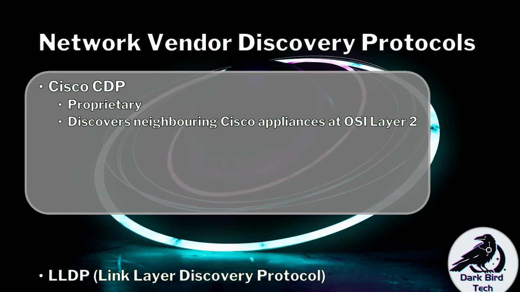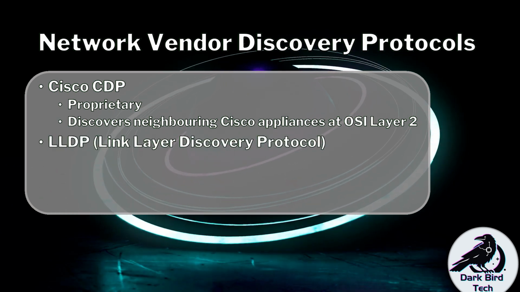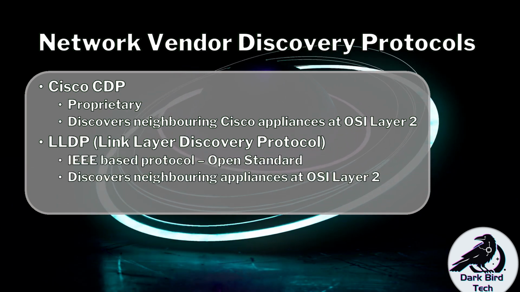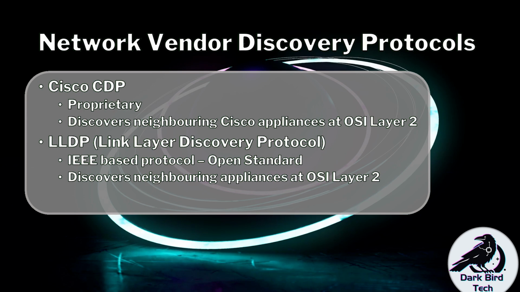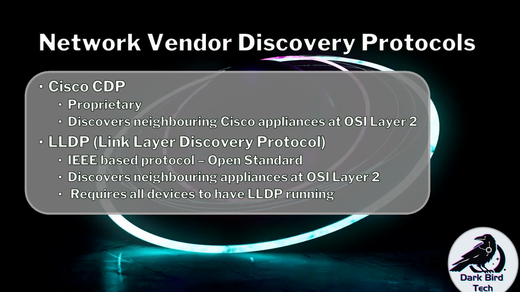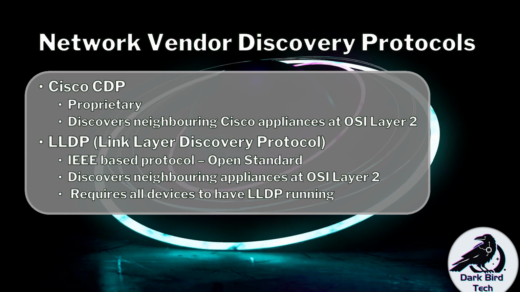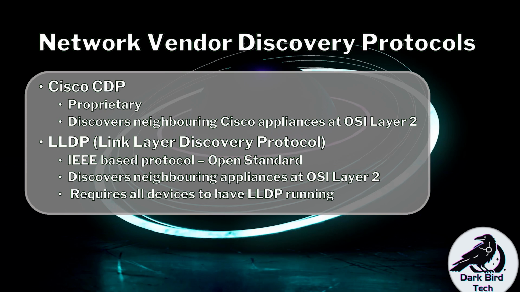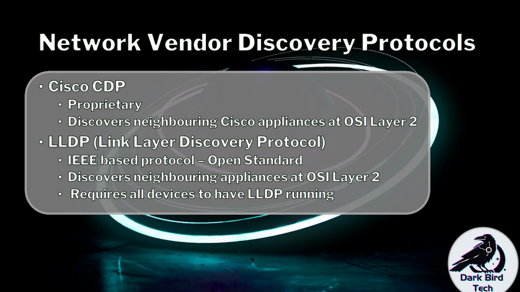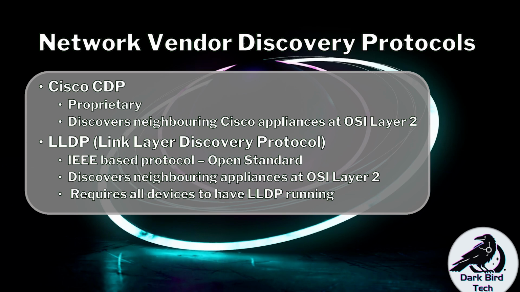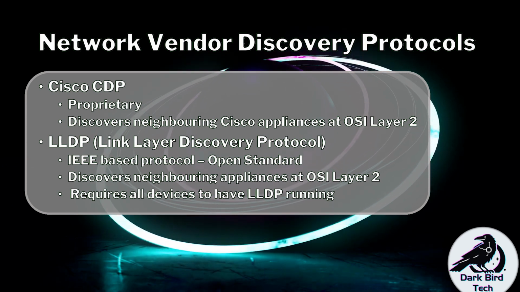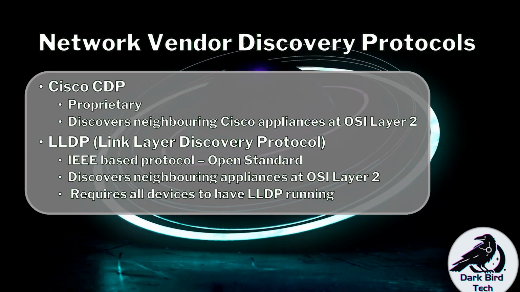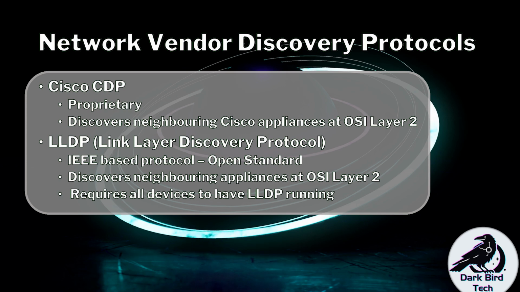And as such, an open standard alternative called Link Layer Discovery Protocol, or LLDP, was developed by the IEEE. And it can also discover the neighboring appliances running at layer 2, very similar to Cisco, but it does require that all the devices that you have running have got LLDP, and it is set to run by default, or if not set to run by default, has been enabled. And that will allow you to use LLDP instead of having to rely on buying Cisco appliances. Because as great as Cisco may be, there are other vendors out there, and your organization might be choosing a different vendor for a whole number of different reasons.